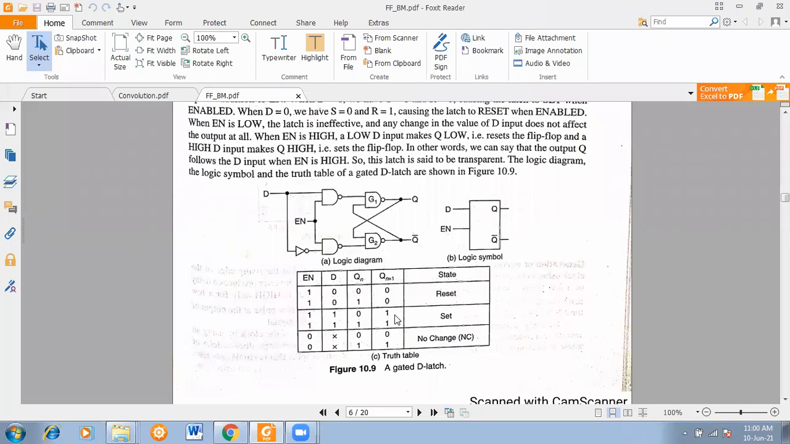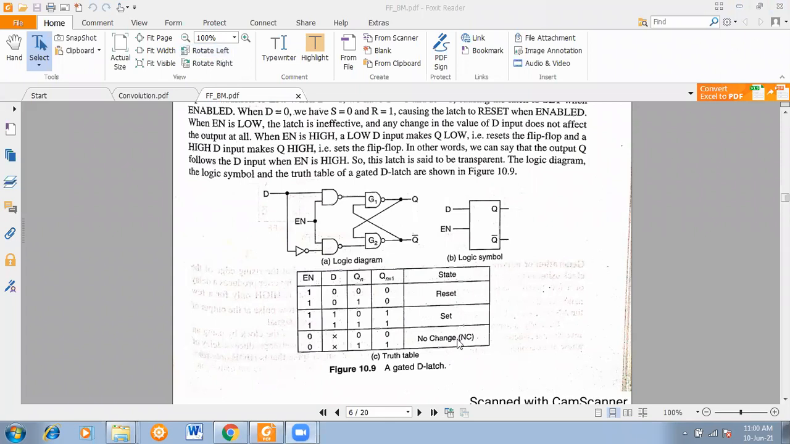Okay. And you people know that if clock inputs are 0, enable inputs are 0, irrespective of the input levels, output will be the no change condition, as I stated earlier. If clock input is grounded, output will be the no change condition.